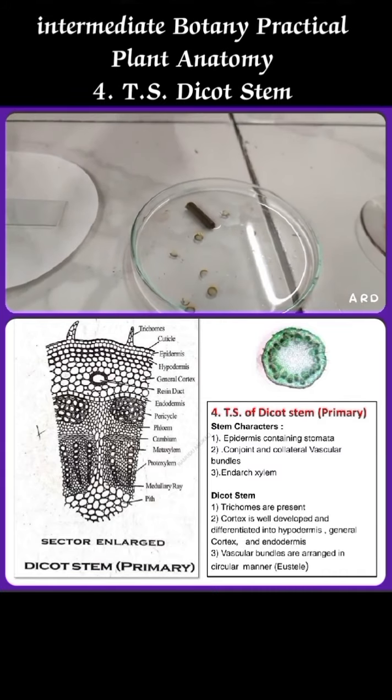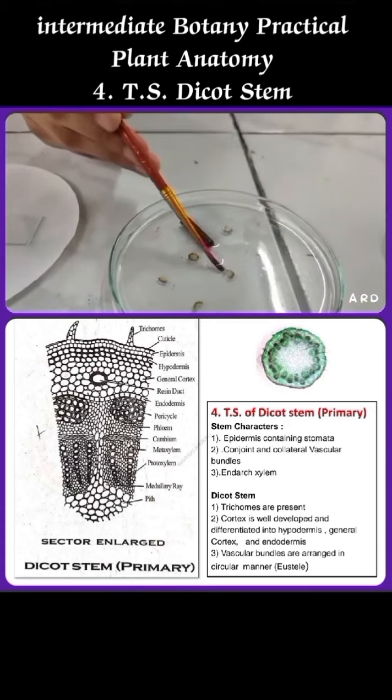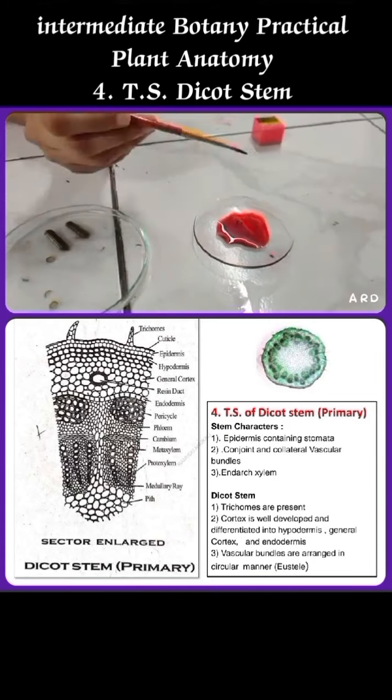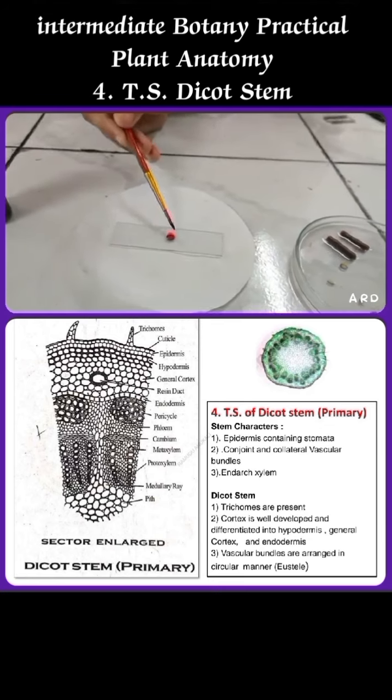Vascular bundles are arranged in a circular manner, that is eustele, arranged in a ring. They are conjoint collateral and open vascular bundles present in the dicot stem.